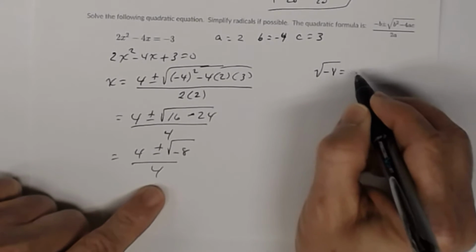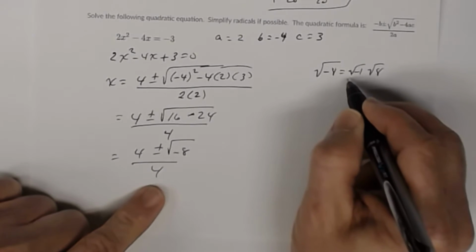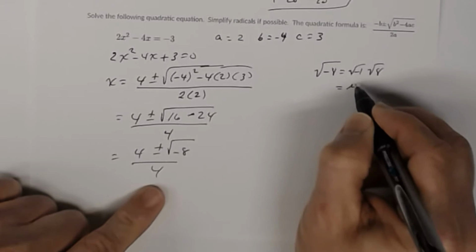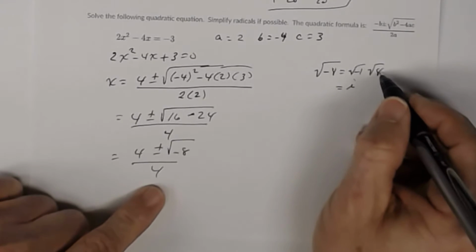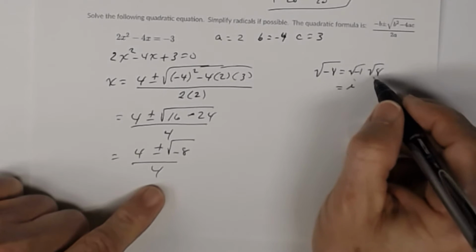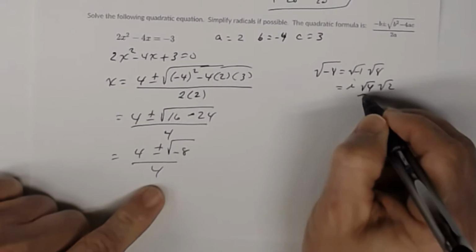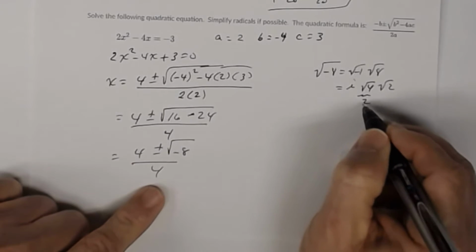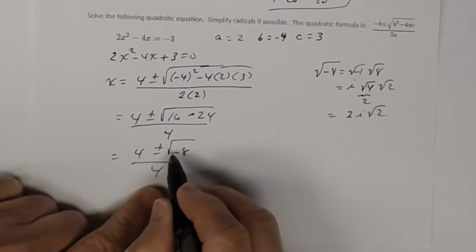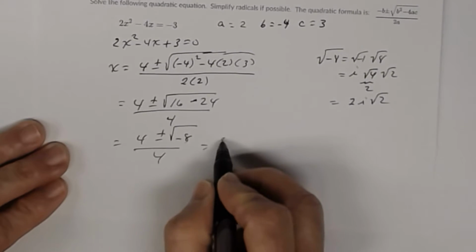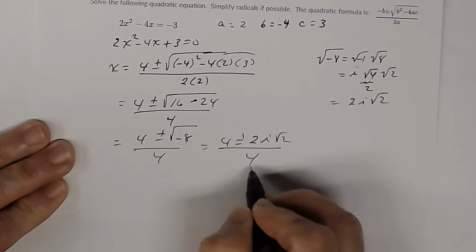The square root of negative 8, I can write that as the square root of negative 1 times the square root of 8. The square root of negative 1 is defined to be the imaginary unit i. The square root of 8 I can simplify because 4 is the largest perfect square that goes into 8, so that becomes the square root of 4 times the square root of 2, and the square root of 4 is 2. So I'm going to rewrite this as 2i square root of 2. So that's going to go here. So I get 4 plus or minus 2i square root of 2, divided by 4.